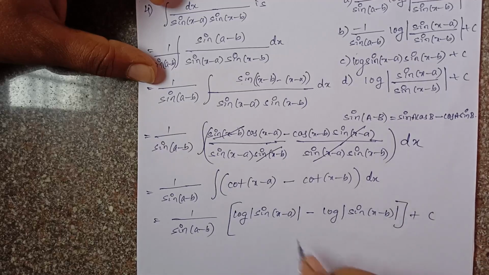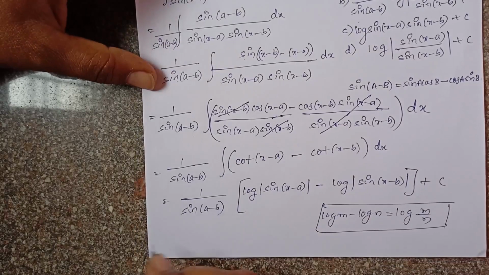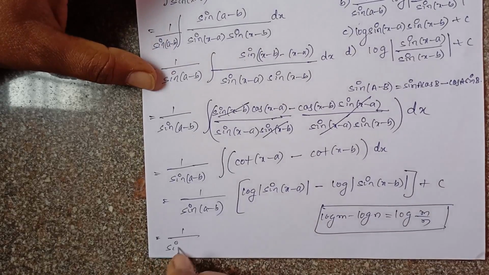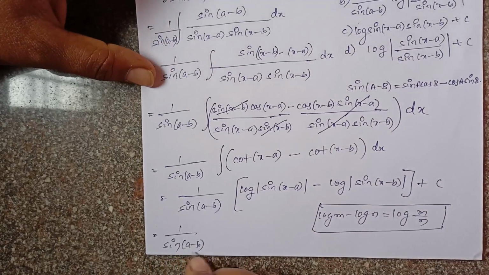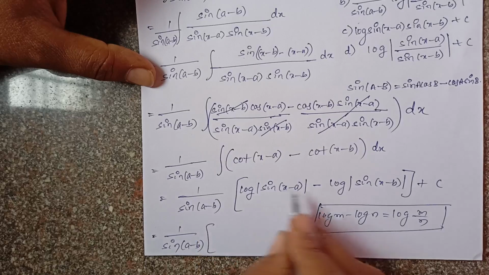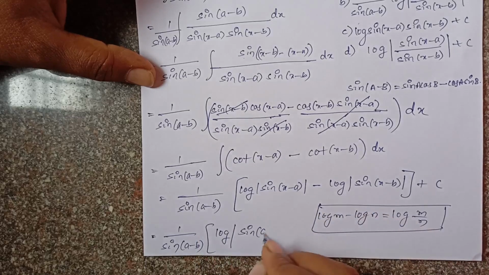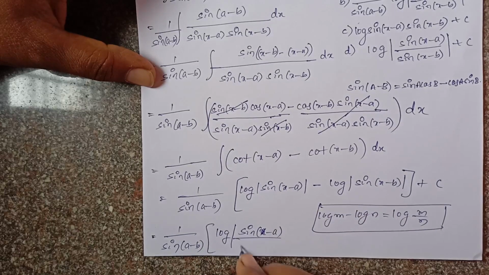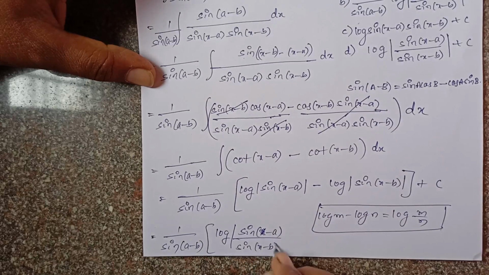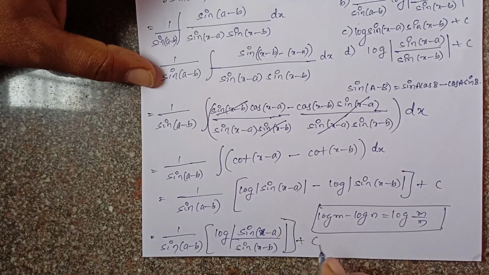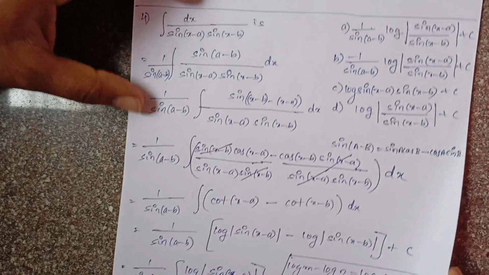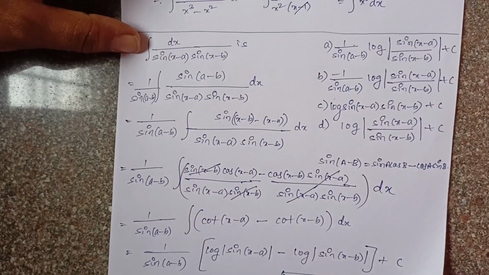plus c. It is in the form of log m minus log n. Log m minus log n is nothing but log of m by n. We know this formula. So here I can write 1 by sin(a - b) into log m minus log n, log of m by n, log of sin(x - a) by sin(x - b) plus c. Which option here? Option A is correct.